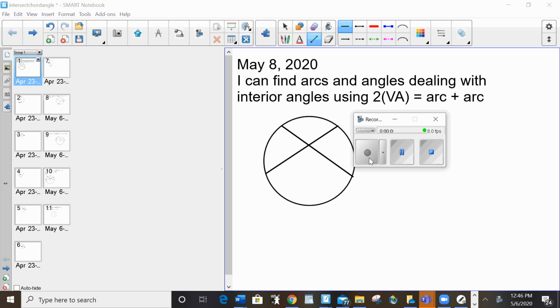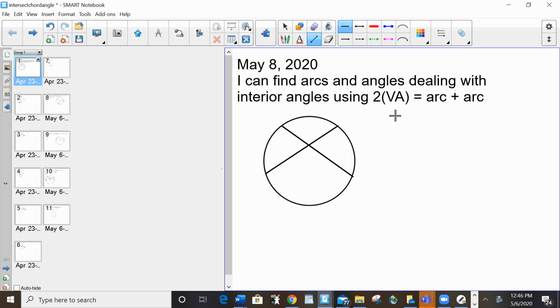Good morning. It is Friday, May 8th, and today we are going to find arcs and angles dealing with interior angles using 2VA equals arc plus arc. Yesterday we dealt with exterior angles with arcs and angles. Today we're going to deal with interior angles. Let's talk about what all these things mean, and then we'll go through some examples.